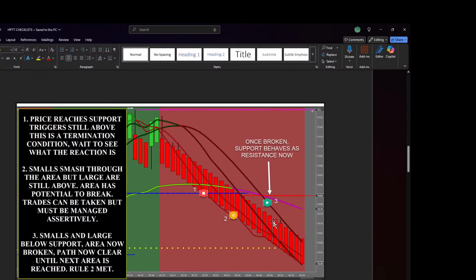The rules say wait for the clear path. Force the small and large to get below support. Force it to reverse and go the other way. And now you have a clear path until the next area is reached. That's rule number two being met.